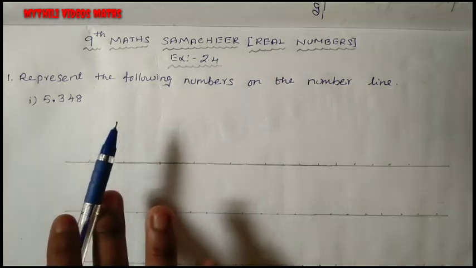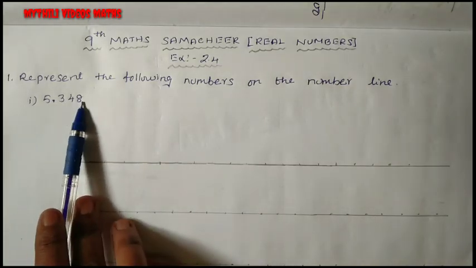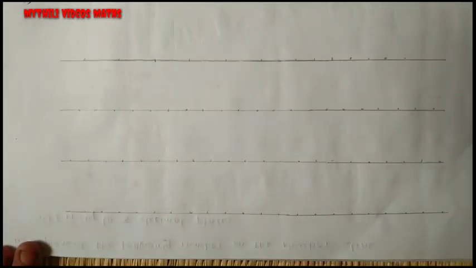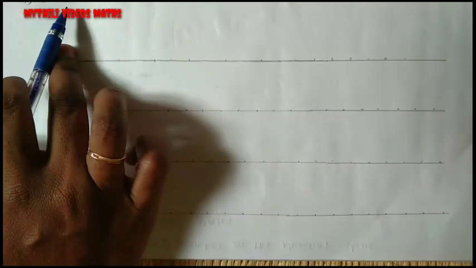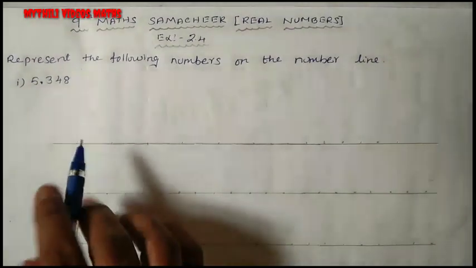So first procedure, listen, just count how many digits are there. 1, 2, 3, 4. 4 numbers, so you can draw 4 lines. See here, 4 lines are there, draw. Okay, 4 numbers, definitely we need 4 lines. Okay, for that, just draw 4 lines. After that, listen.